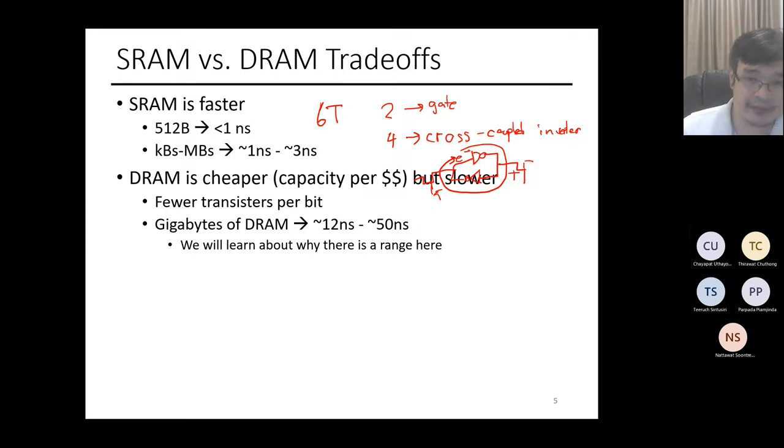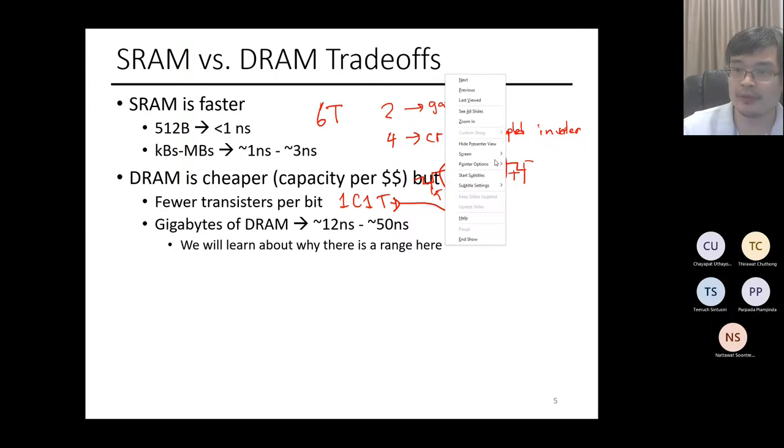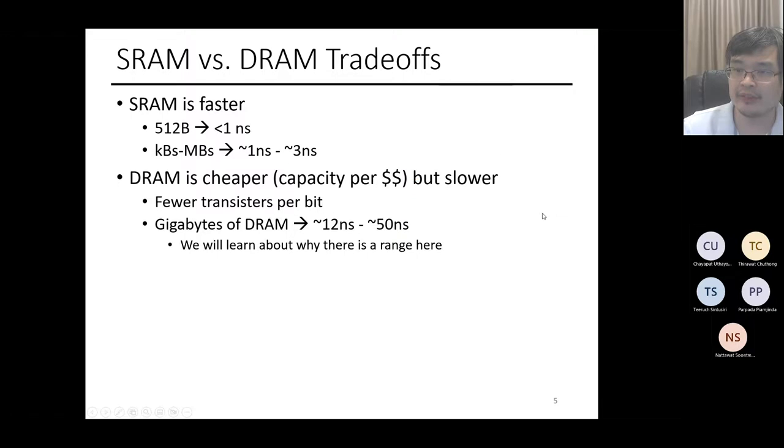This uses fewer transistors per bit. When you build this, it has one capacitor and one transistor. When you look at this design, it's going to be something like this. You have a capacitor that stores the charge, and I drew this poorly because I should draw it in a different direction. Give me a second.